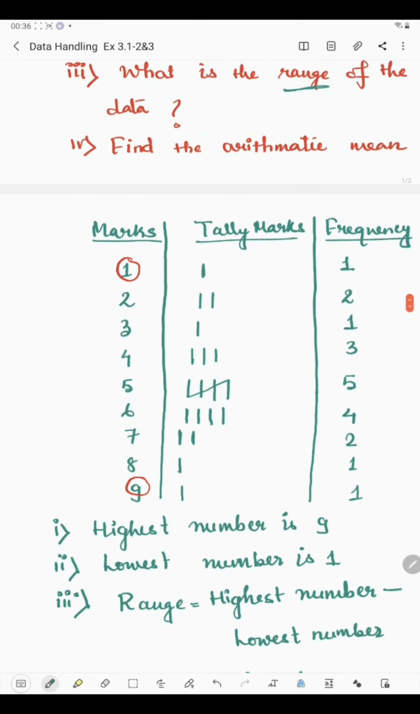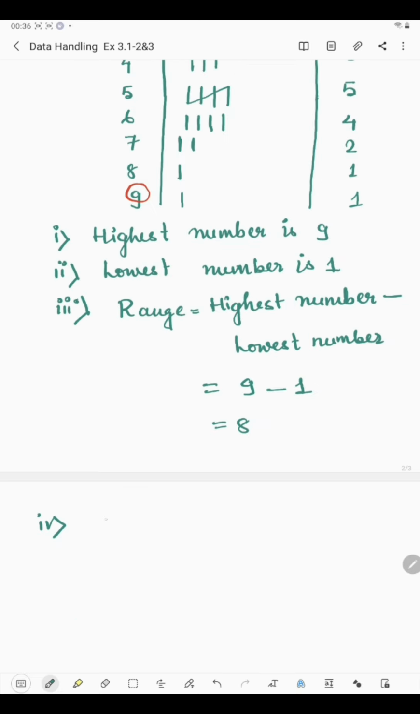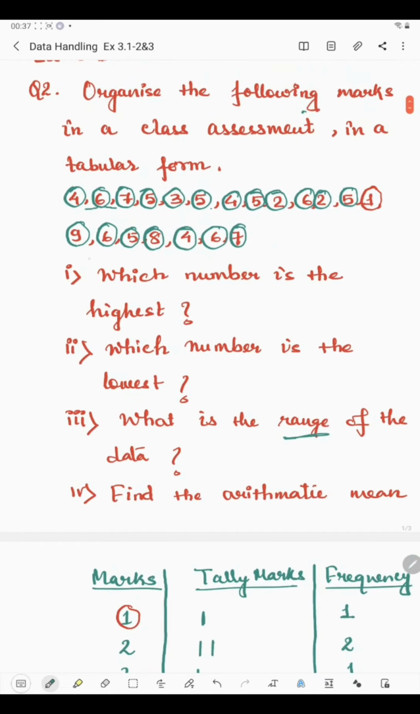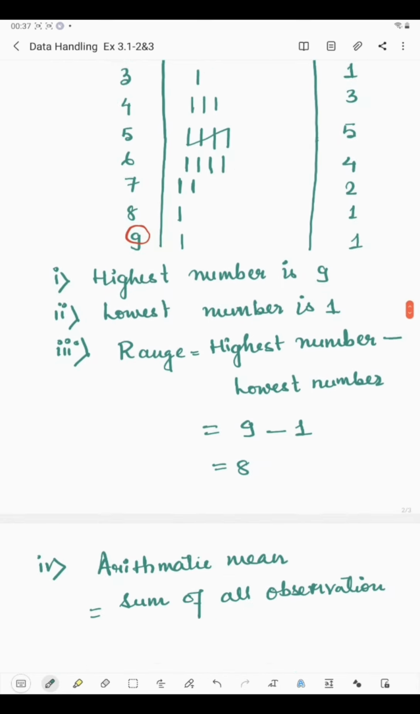Okay, now the last part we have to find the arithmetic mean. Now arithmetic mean is nothing but finding the average. So the formula for finding arithmetic mean is the sum of all observations. Now what are observations? These data, whatever data is given, these are the observations. So the sum of all observations divided by the total number of observations.